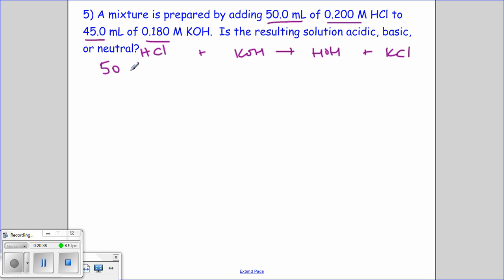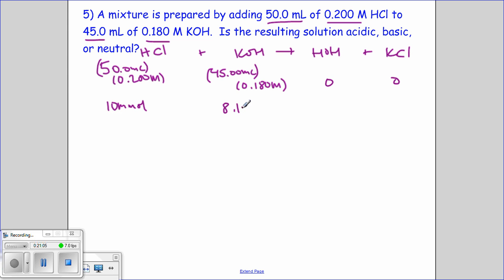Okay, so I have 50 milliliters of HCl in a molarity of 0.200 molar, and I have 45.00 milliliters of 0.180 molar KOH, 0 of this and 0 of this. When I multiply these, I'm going to keep my millimoles because I love millimoles. That's 10 millimoles of HCl, and I have 8.1 millimoles of KOH.